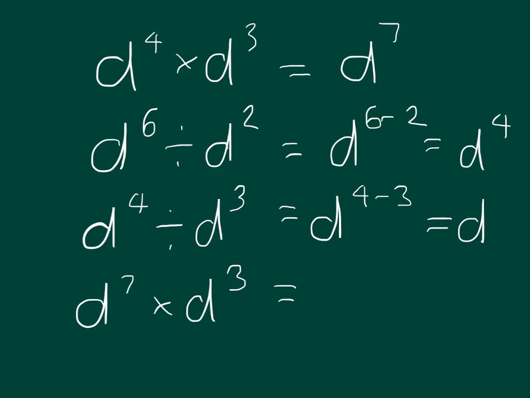Finally, another multiplication, d to the 7 times d cubed equals d to the 7 plus 3, which equals d to the 10. So there are your 4 answers: d to the 7, d to the 4, d, and d to the 10. So I hope this has helped you understand simple indices.